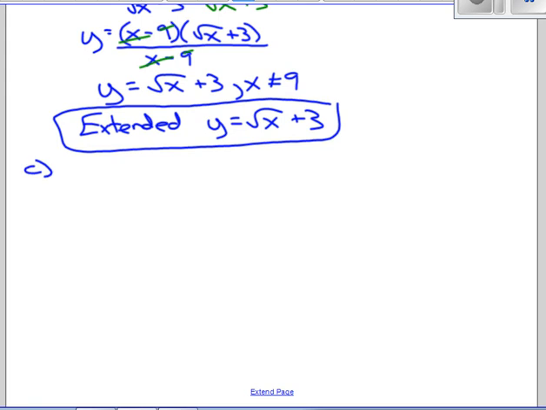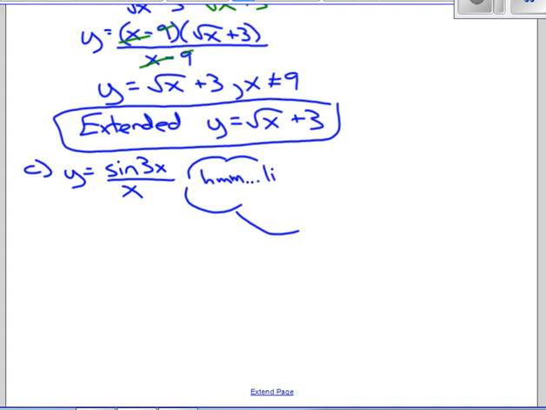Lastly, we have y equals sine 3x over x, which is defined almost everywhere except where x is equal to 0. So, I wonder what's going on around 0. Let's find the limit around 0. Figure out what its behavior should be. Okay, that's close to something we know about, but we really would like a 3x on the bottom, which means timesing by 3 over 3.